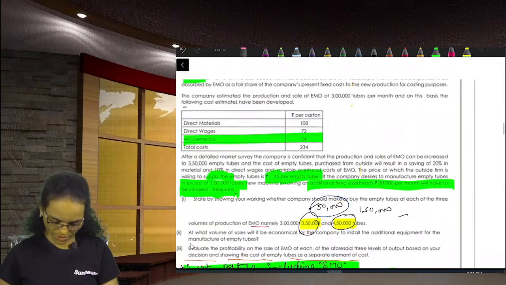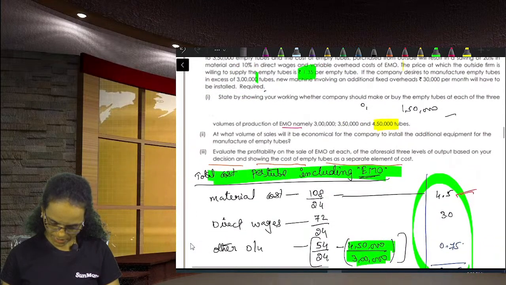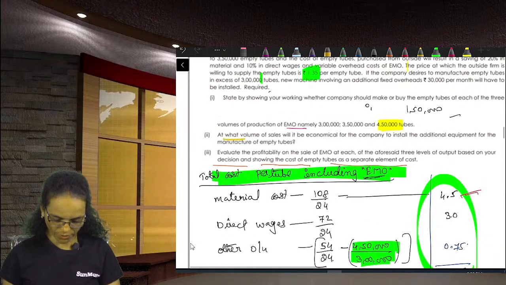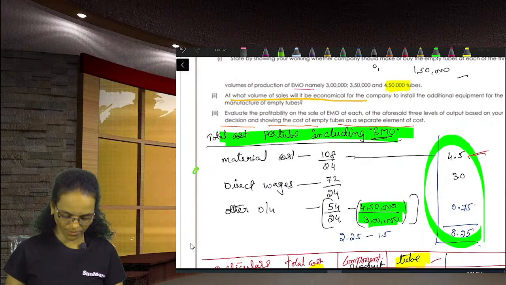And what is the question asking actually? This one we have already seen. At what level of sales will it be economical? Okay. This is all the first bit.